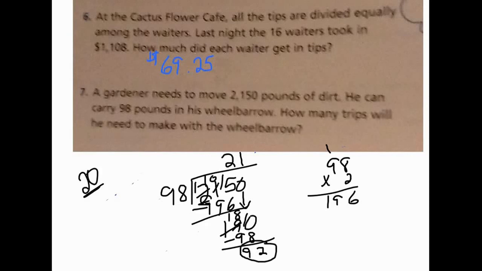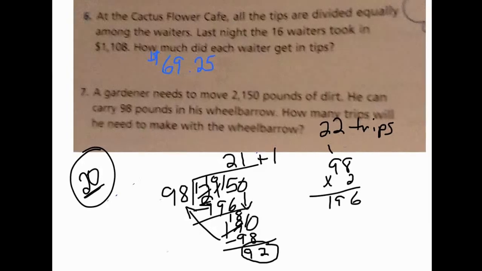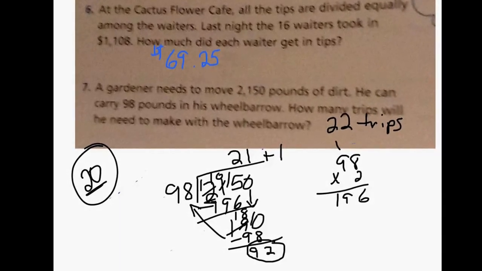pounds of dirt left. So that means he's going to, with that remainder, he's going to have to make one more trip. So a total of 22 trips. Keep in mind that last trip the wheelbarrow won't be quite full because he can carry 98 pounds at a time, but he will still have to make that extra trip. There's where the remainder changes your answer. Look at my quick estimation was 20. The answer is 22. I think we have a reasonable answer.